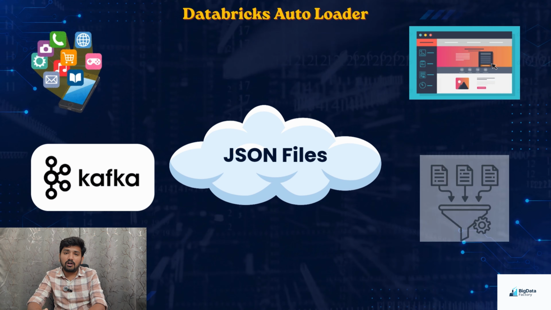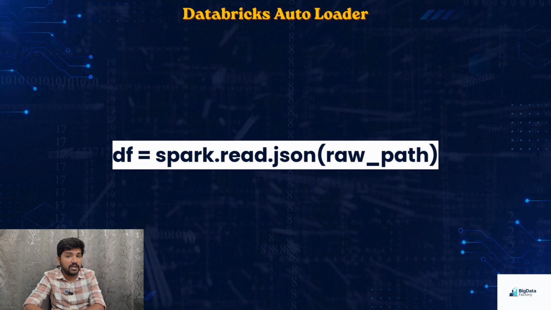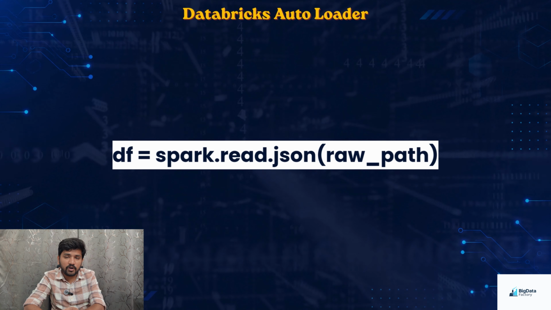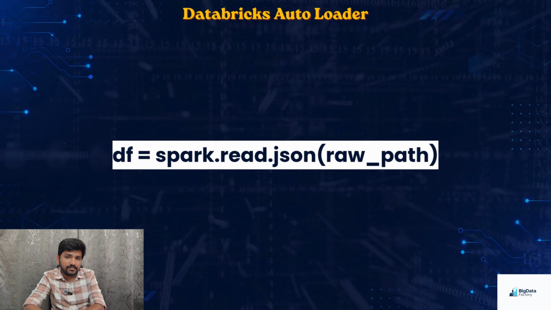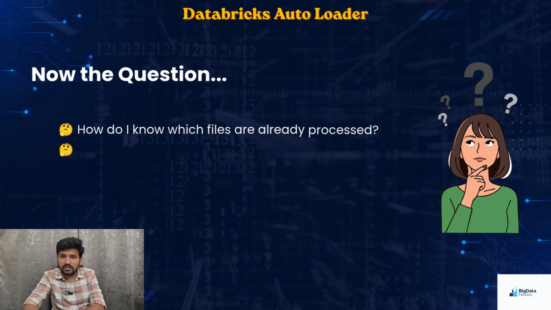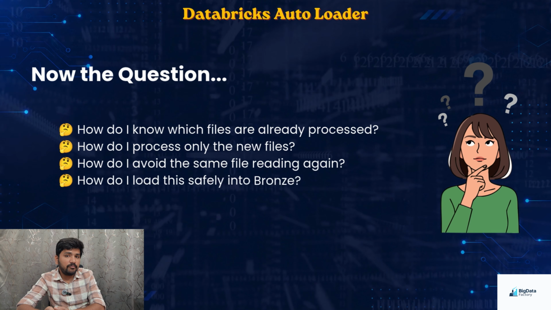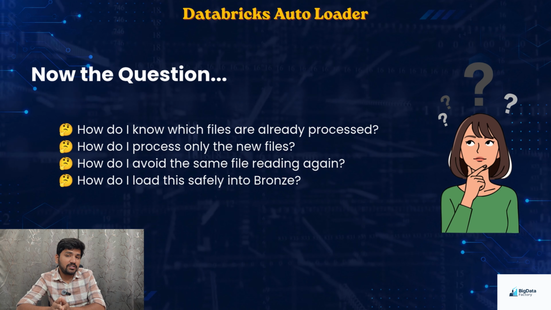Now a beginner might write something like this. And this is fine if you're reading data only one time. But in production, data does not arrive one time. Data keeps arriving. So now the question becomes, how do I know which files are already processed? How do I process only the new files? How do I avoid reading the same file again? How do I load this safely into the bronze layer? This is the ingestion problem Auto Loader solves.